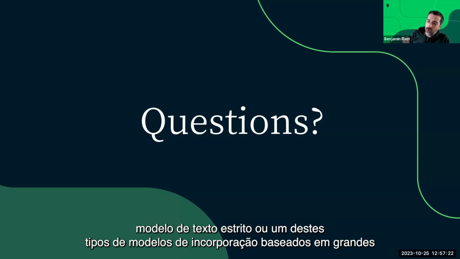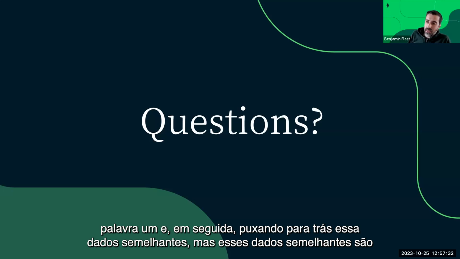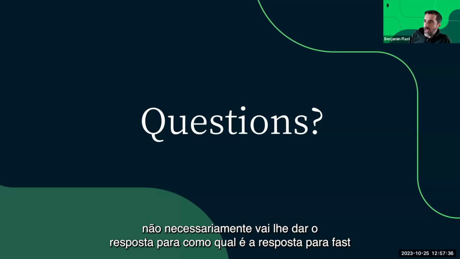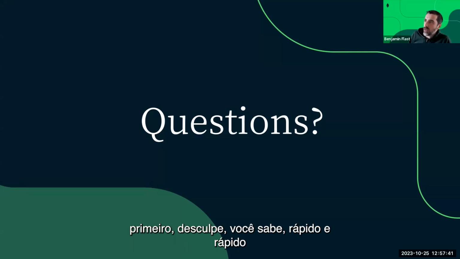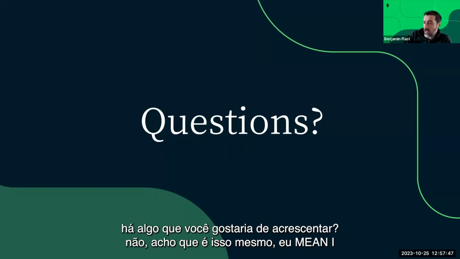Depending on whether it's a strict text model or one of these embedding models based on large language models, it's really about understanding the context of the word and then pulling back that similar data. But that similar data is not necessarily going to give you the answer to fast and quick. So that's the short answer. Steve, is there anything you wanted to add there? No, I think that's right.